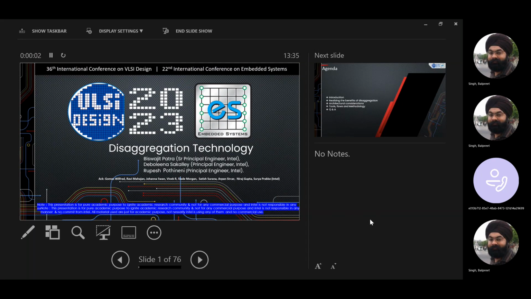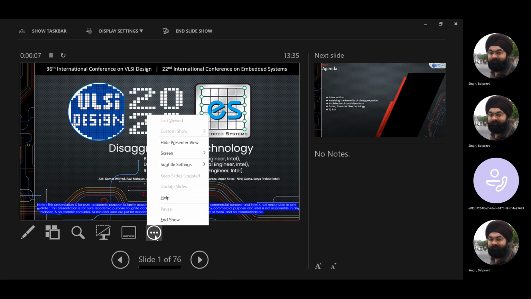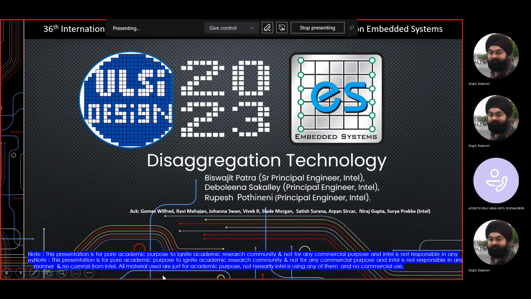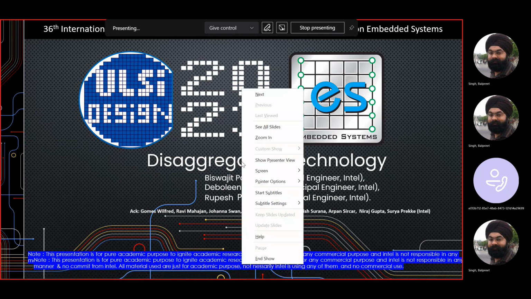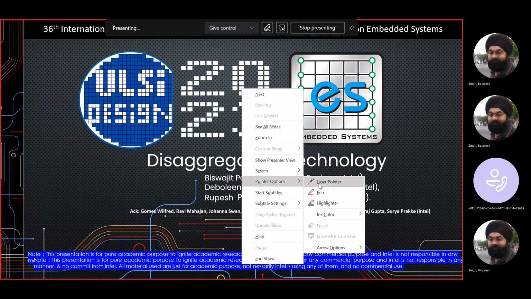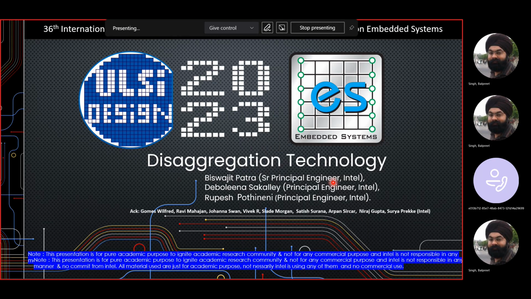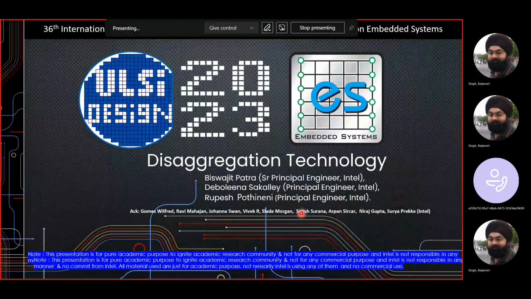We have Biswajit Patra, Debolina Shakale, Rupesh Potineni, and the topic is disaggregation technology. Disaggregation is one of the key strategies to bring forth rapid product innovation at scale by using smart combination of chiplet ecosystem, advanced packaging, compute capacity, memory bandwidth, and unparalleled IP portfolio.